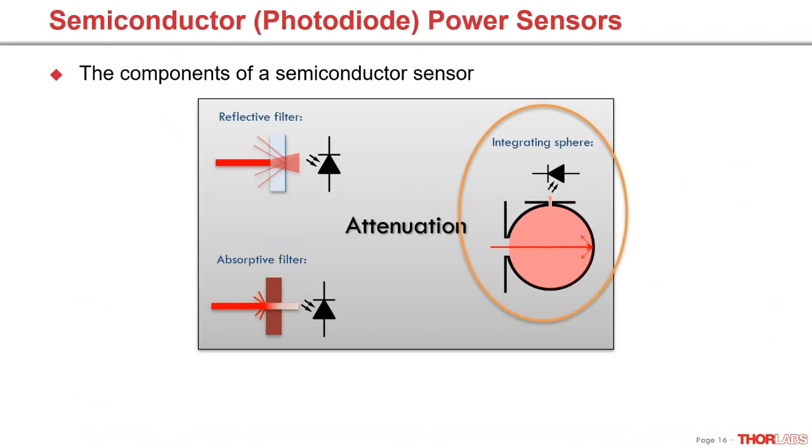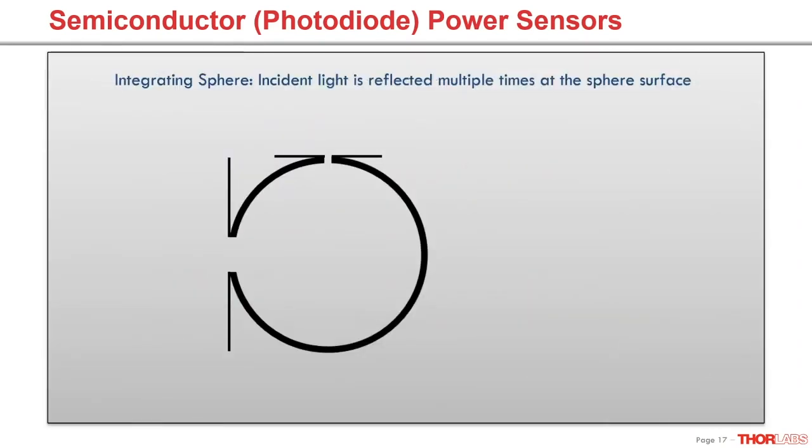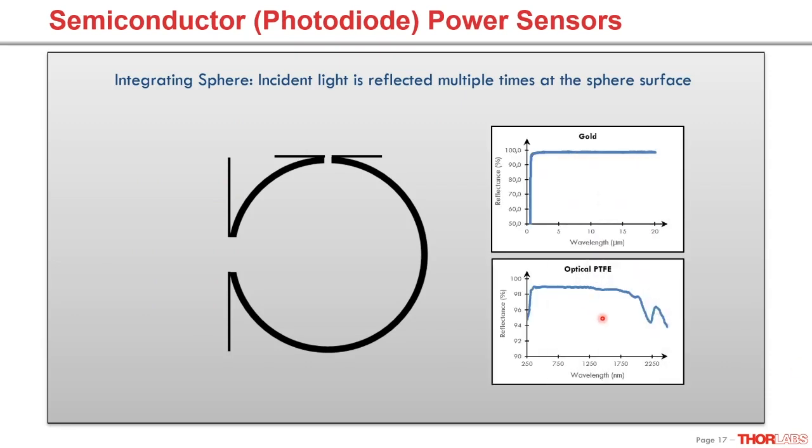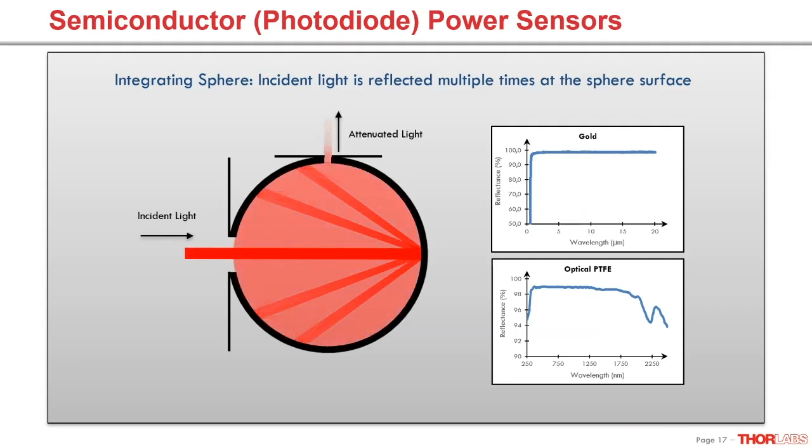And as the last attenuator for a photodiode, we can use an integrating sphere. The inner surfaces of these spheres are made of diffuse reflective materials. This can be either sintered Teflon for the UV to IR range, or gold for the NIR to far infrared range. The incident light distributes homogeneously over the surface by multiple reflections. At the detector port, a small portion of this light is picked up and used for the measurement.